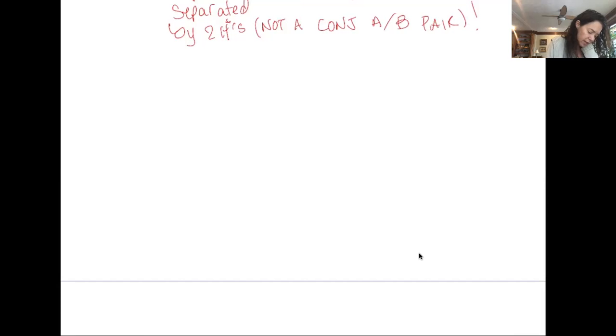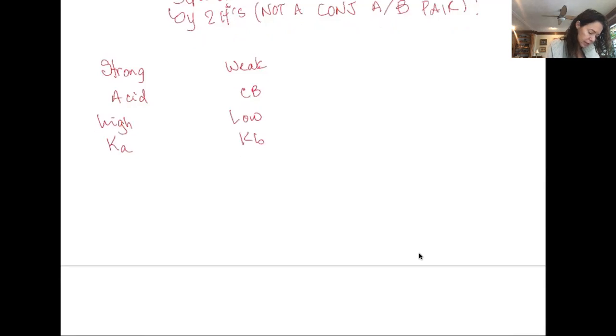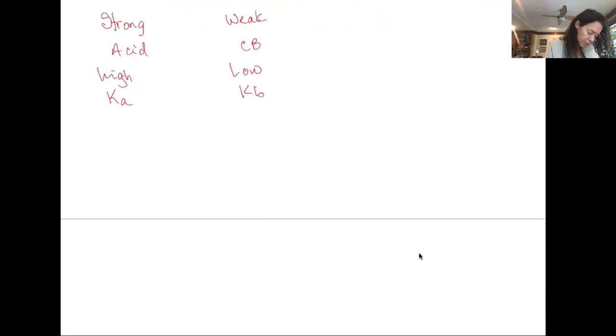So if I have a strong acid, then I have a weak conjugate base. So if I have a high Ka, I have a low Kb. Okay. Let's look at an example of that. Let's look at our strong acid, HCl. We need to incorporate water here.